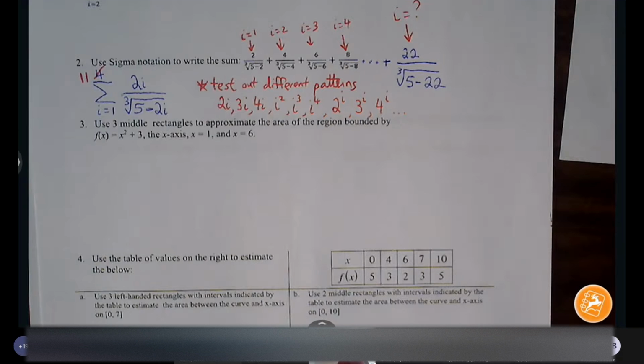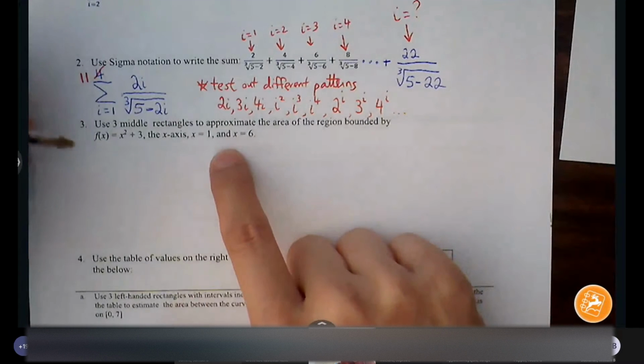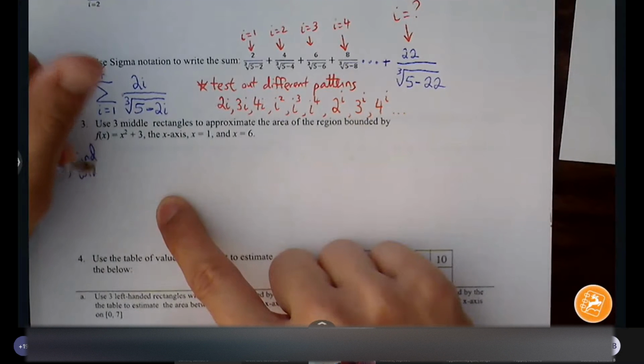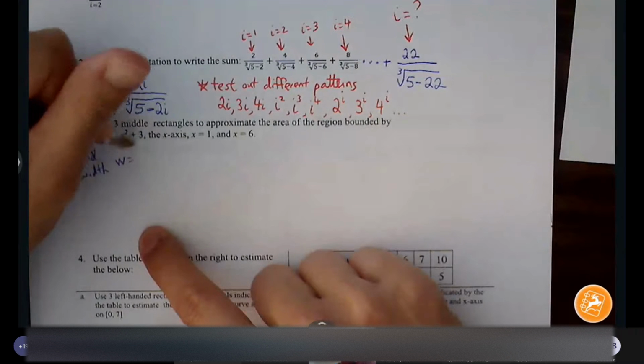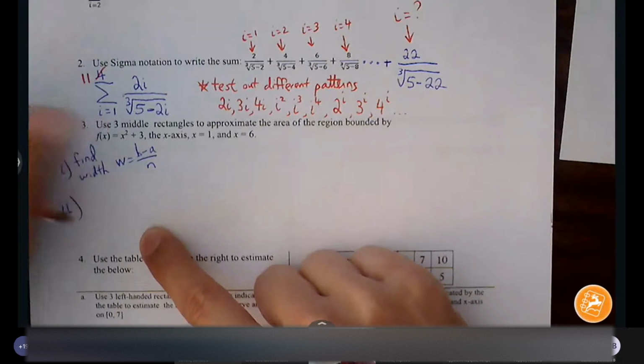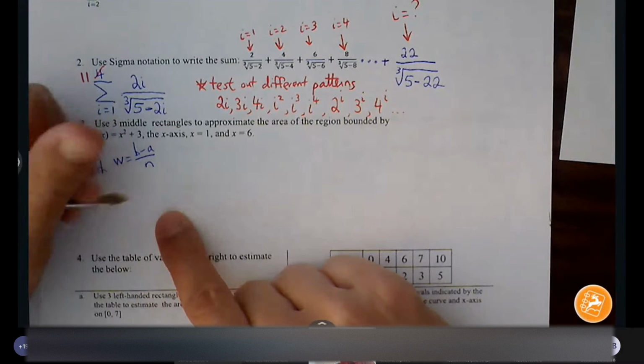All right, any questions with 2? All right, number 3, use 3 middle rectangles to approximate the area of a region bounded by our function. Okay, so the first thing we need to do is find the width. And then the second thing we need to do is build our number line, and the number line is going to help provide those subinterval x values.